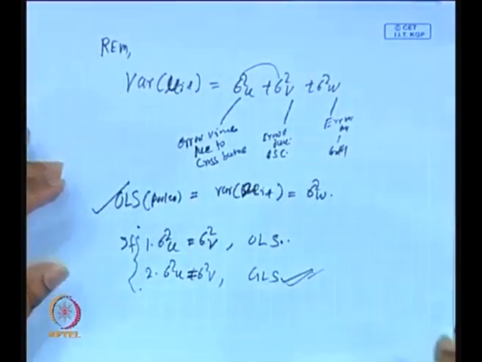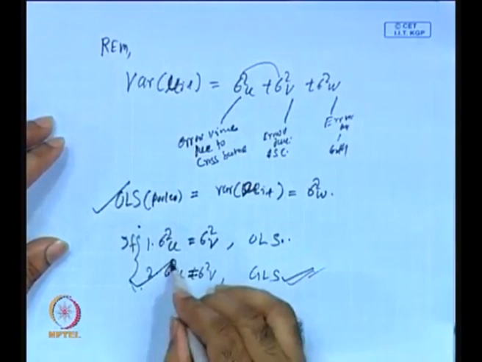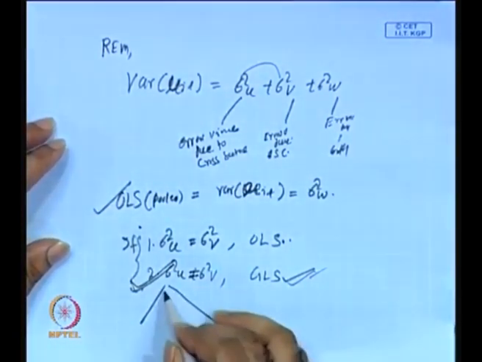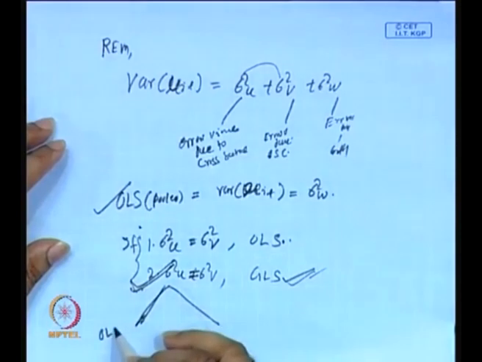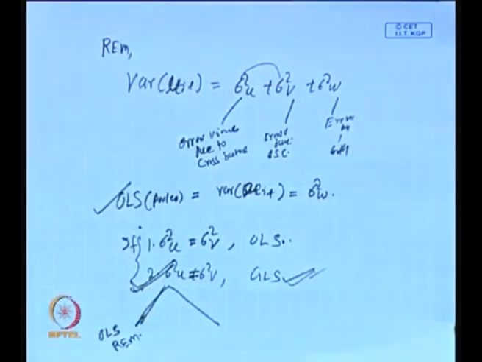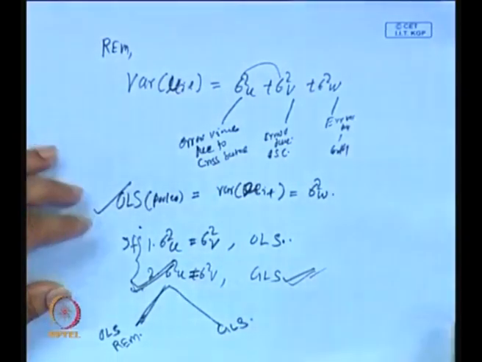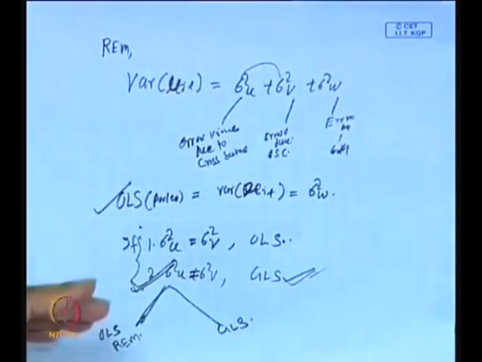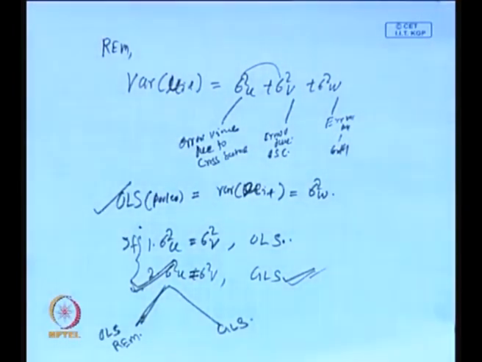For case 2, we have to proceed in two steps. First, you apply OLS on the random effect model. Then calculate the RSS to estimate the sample variance. Then apply the GLS technique, using this error variance from the random effect model. This is the structure of the random effect model in the case of a panel data setting.